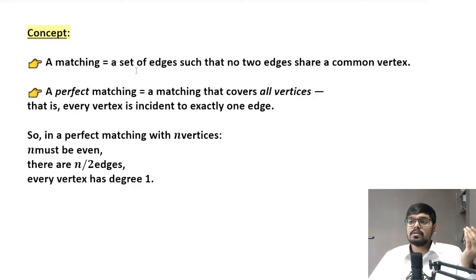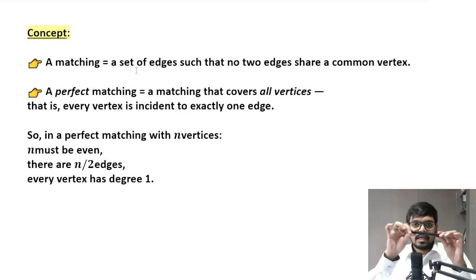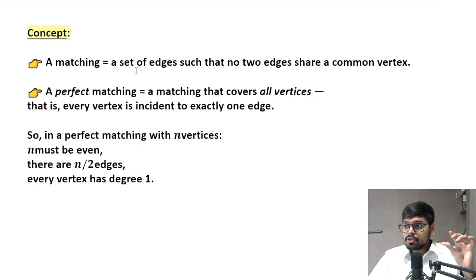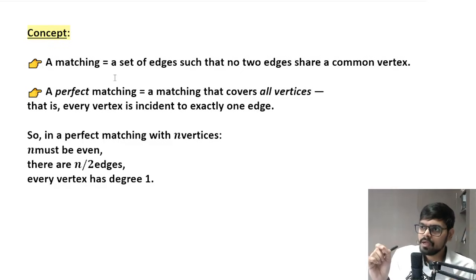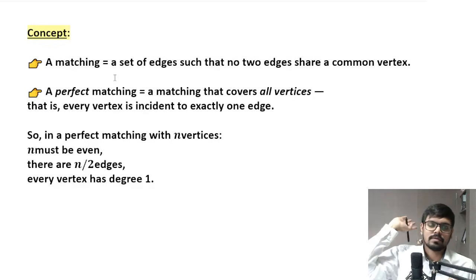How to check, sir, whether it is matching or not? Edge 1, if its vertices are AB, then edge 2 should not have vertex A or B. It can have CD. But if it has BC, no, since a common vertex should not be there. That's what they are saying: a set of edges such that no two edges share a common vertex. If that is the case, then only we say matching. If we find any edges sharing a common vertex, it is not matching.